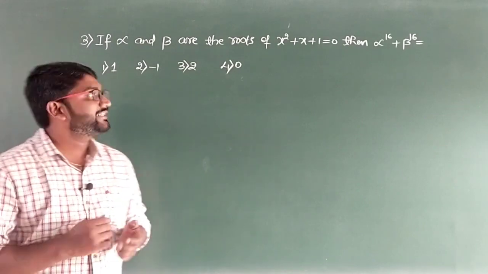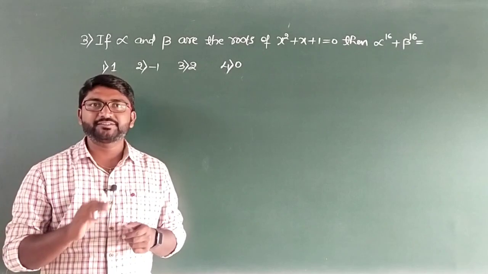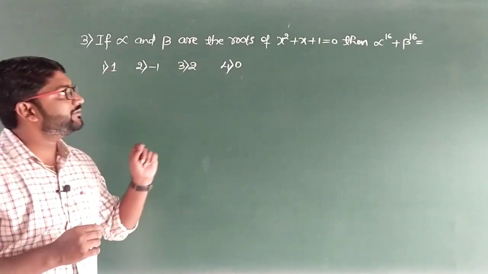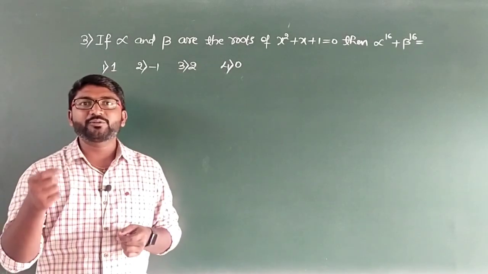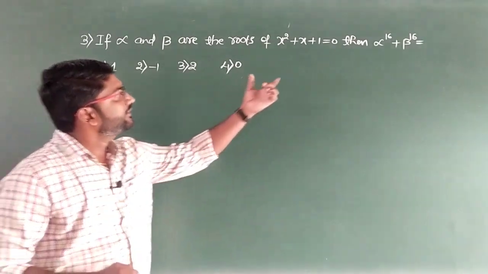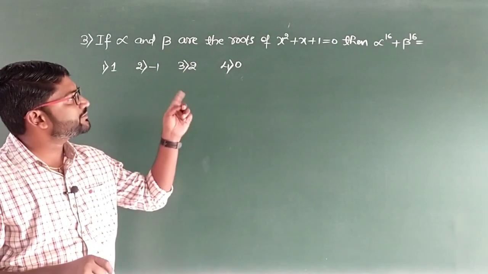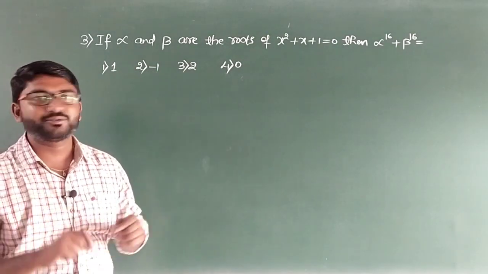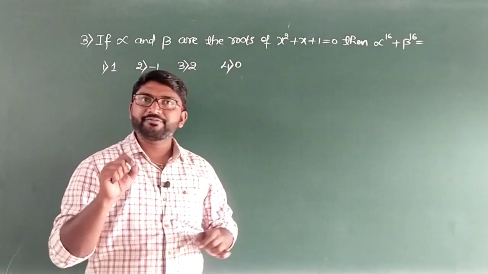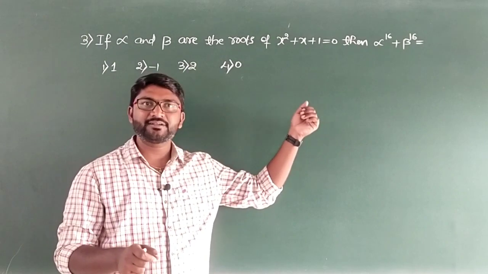Well, question number 3 it is: if alpha and beta are the roots of x square plus x plus 1 is equal to 0, then we have to find the value of alpha to the power 16 plus beta to the power 16. So here this quadratic equation will have complex roots because b square minus 4ac value will be less than 0 for this one. So if omega is a complex root, then the other root will be omega square.